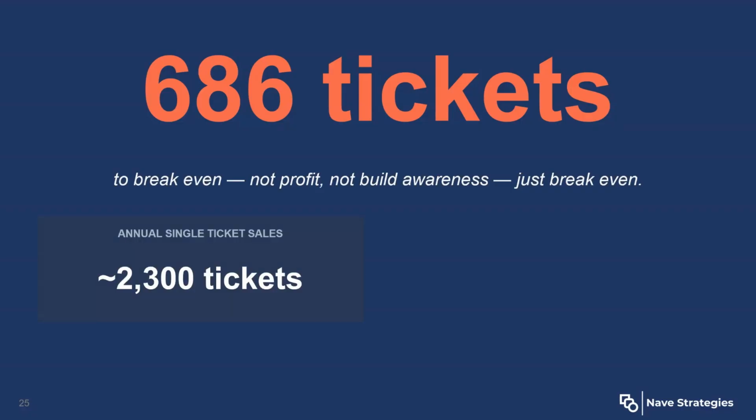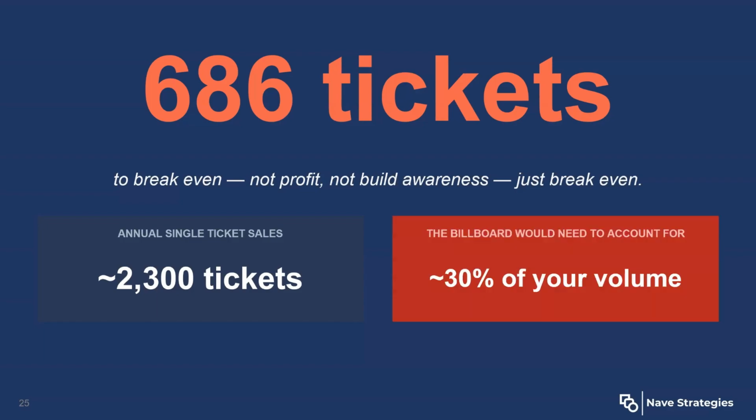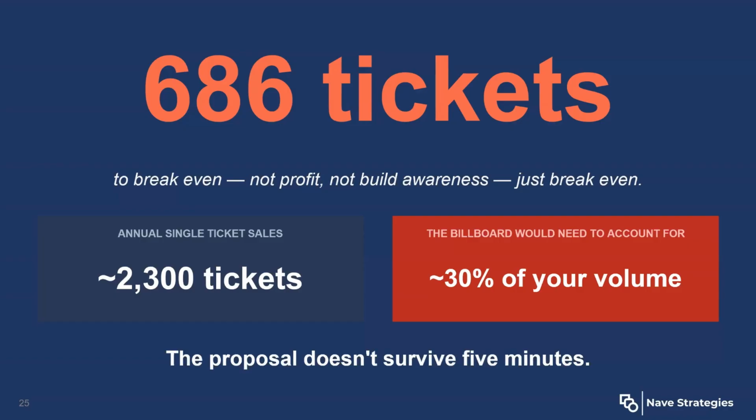Now, your orchestra sells approximately 2,300 single tickets in a season. That means the billboard would need to account for nearly 30% of your entire single ticket volume to justify the cost from one awareness channel with no tracking mechanism to an audience of airport travelers who may or may not live in your market, may or may not attend live performance, and are almost certainly not thinking about concert tickets while they're trying to find their gate or pick up their luggage. When you put it that way, the proposal doesn't survive 5 minutes.